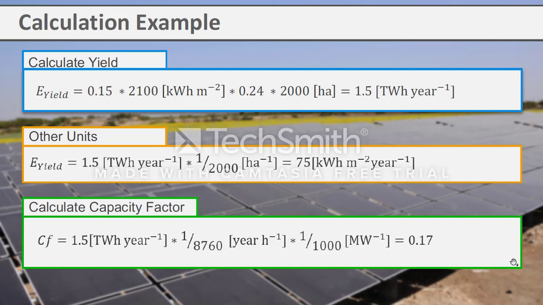Finally, we can calculate the capacity factor by dividing the energy yield by the installed capacity multiplied by the hours in a year, and it yields a capacity factor of 0.17. This is all about PV technologies. Now let's look at some of the solar thermal technology.